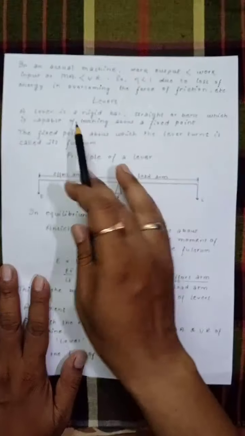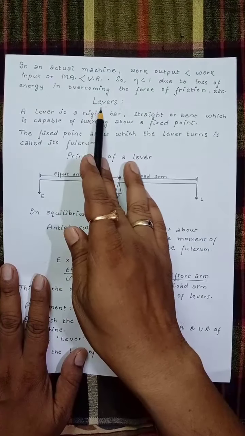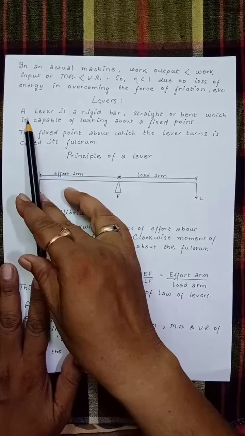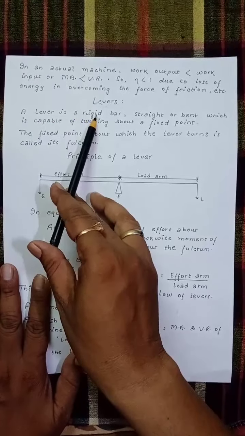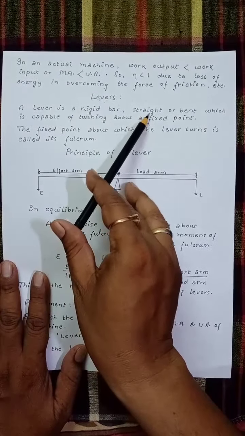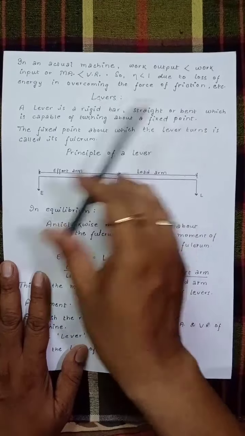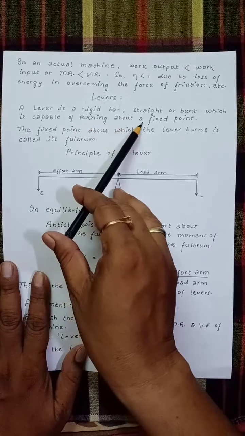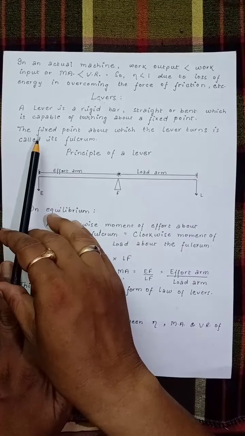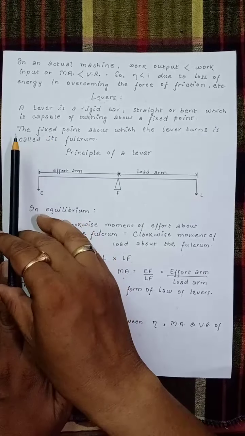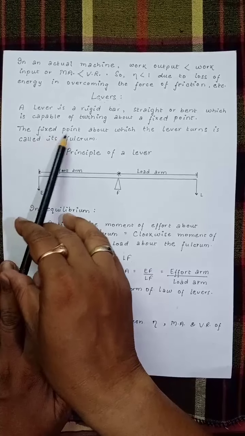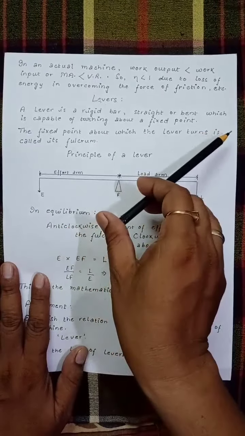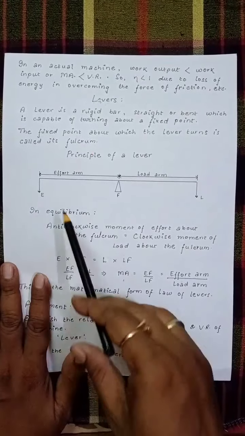Now let us discuss a type of simple machine called levers. What is a lever? A lever is a rigid bar, straight or bent, which is capable of turning about a fixed point. And this fixed point is the fulcrum. So we say the fixed point about which the lever turns is called its fulcrum.